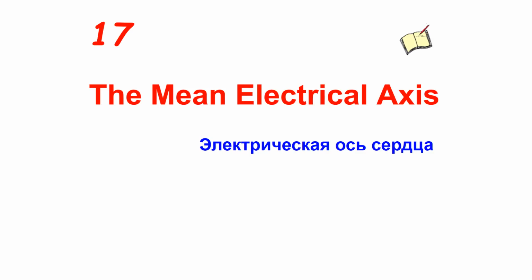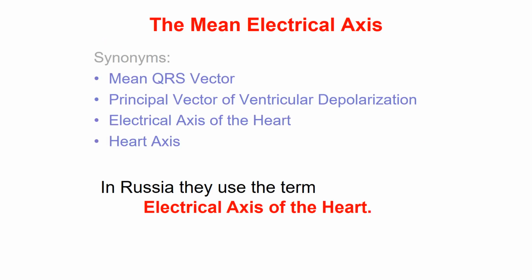The mean electrical axis. Synonyms: mean QRS vector, principal vector of ventricular depolarization. In Russia they use the term electrical axis of the heart.